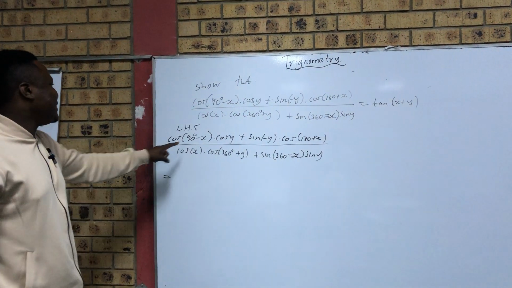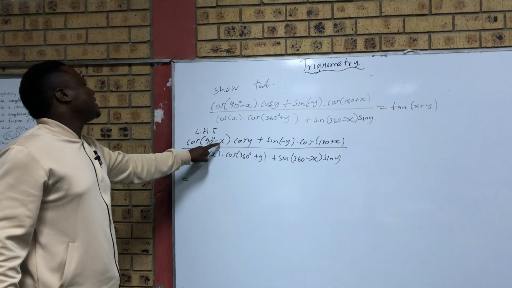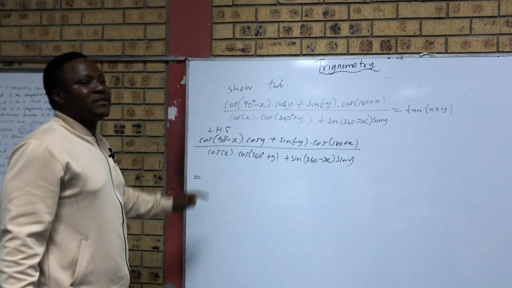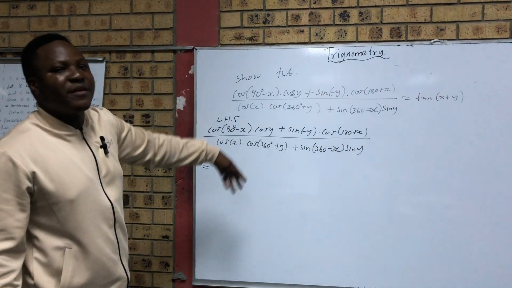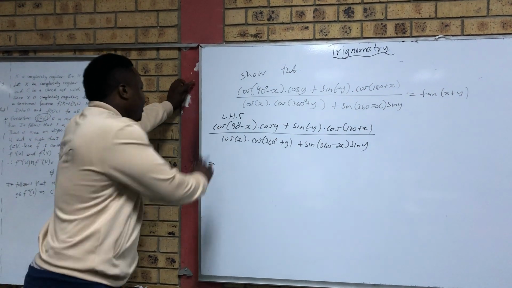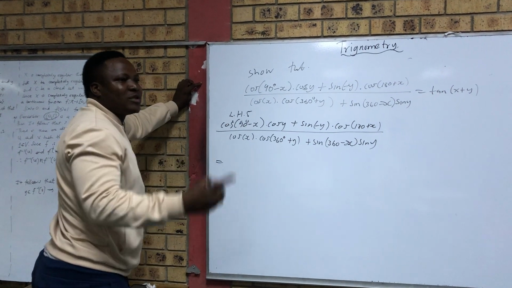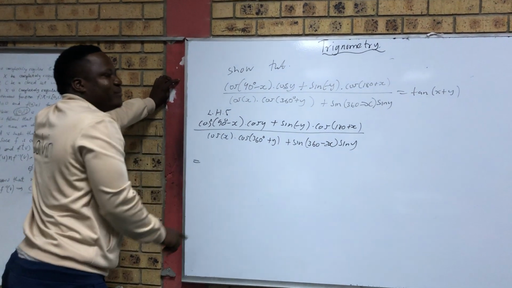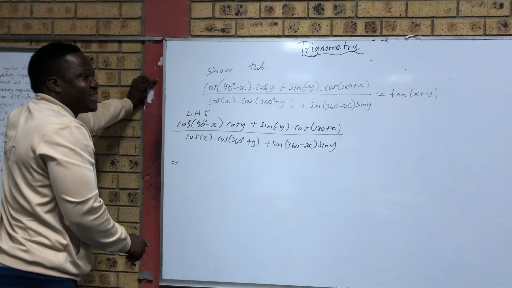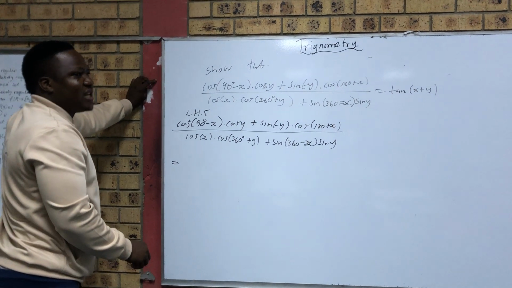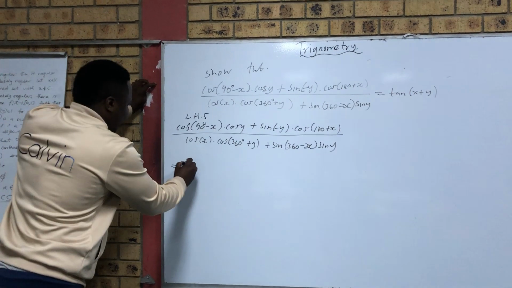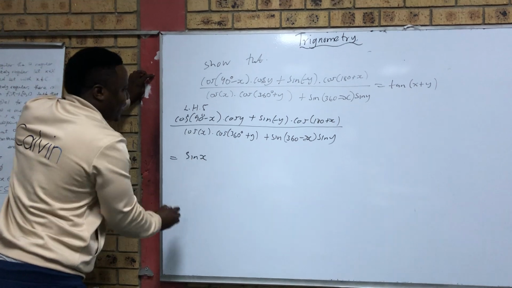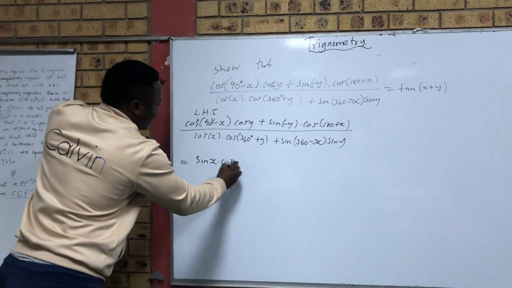Remember what I told you. This is cos of 90 degrees minus x. Since 90 degrees is found in the vertical, this cos is going to change to sine. Is it going to be positive or negative? You look at the angle. 90 minus x is found in the first quadrant, of which all of the trig functions are positive. So in this case, you'll have sine of x multiplied by cos of y.